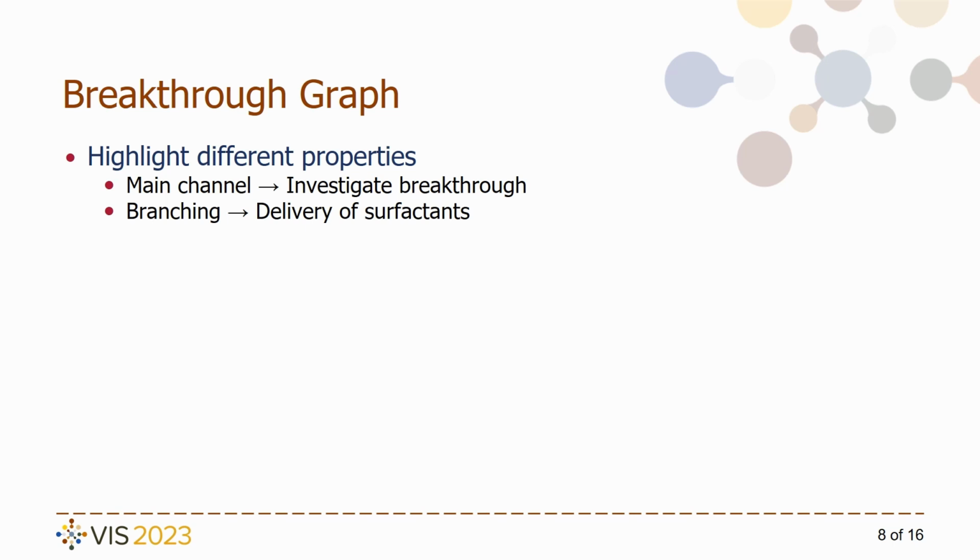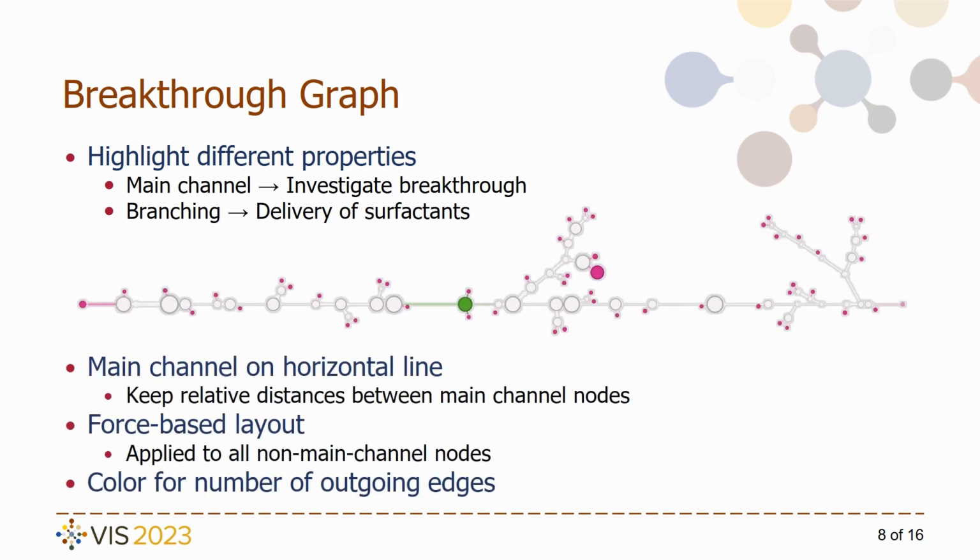To further investigate the diffusion of surfactants or other materials in the flow, relevant for the application of the porous medium as a filter, we want to have a look at the branching of the main channel. For this, an alternative layout is applied, which fixes the nodes of the main channel on a horizontal line, while keeping their relative distances. All other nodes are rearranged by applying a force-based algorithm. Additionally, nodes are colored to highlight the number of outgoing edges. We call this a breakthrough graph, and with it, the main channel and branching can be quickly analyzed.